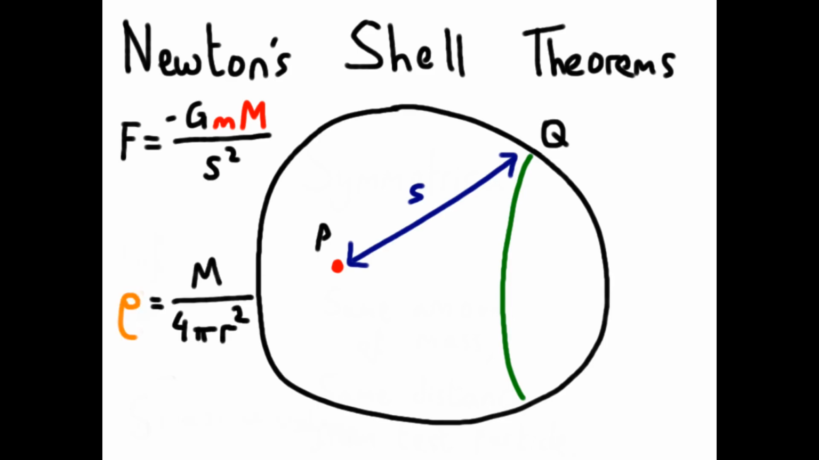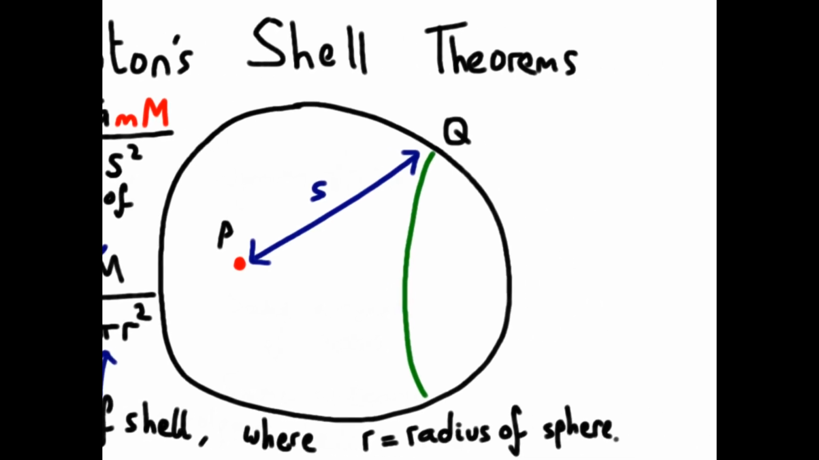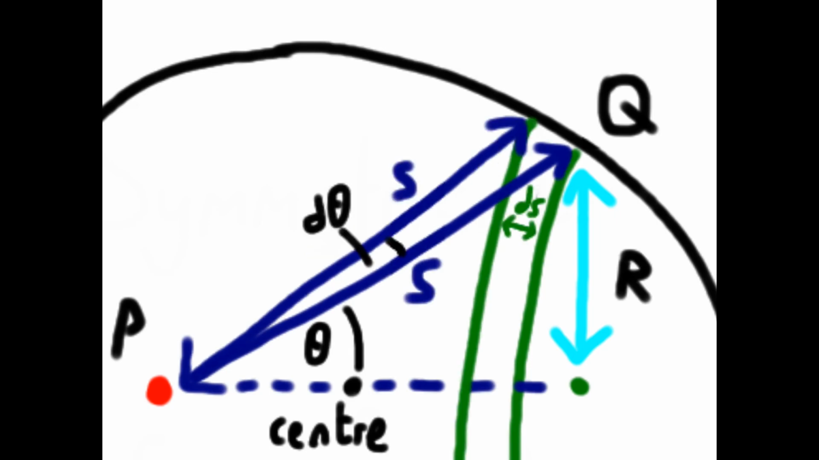The density of the shell will be the mass divided by its surface area, which we can approximate as its volume as the shell is of infinitesimal thickness. We can further annotate our diagram to introduce r, the radius of the ring, and theta, the angle the distance s makes with the horizontal. Remember, the diagram is of a sphere, not a circle, so theta will be a constant for all points on Q. The width of the ring will be represented by ds, and the angle between the lines connecting either side of the ring to P will be represented by d theta.